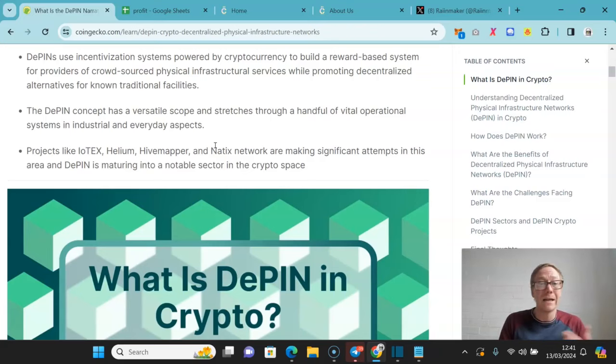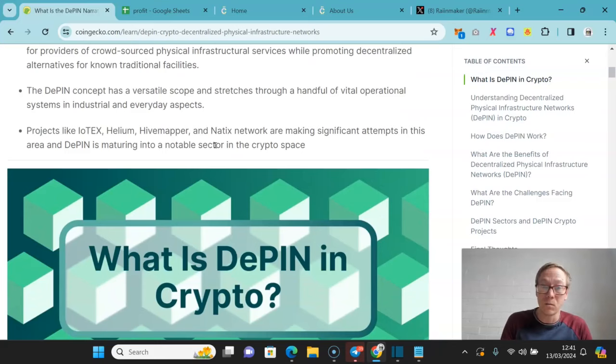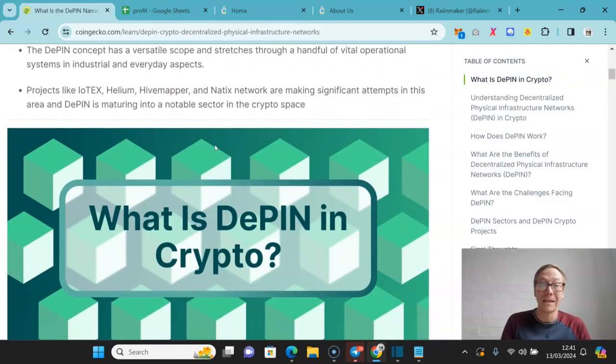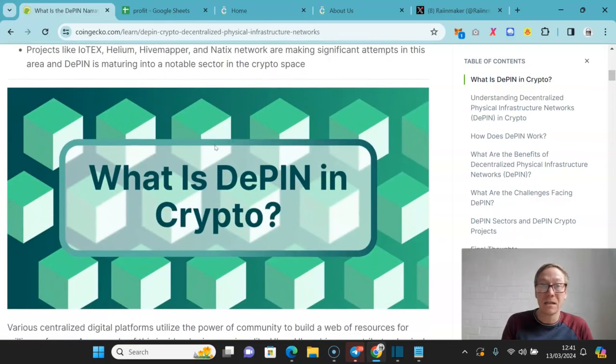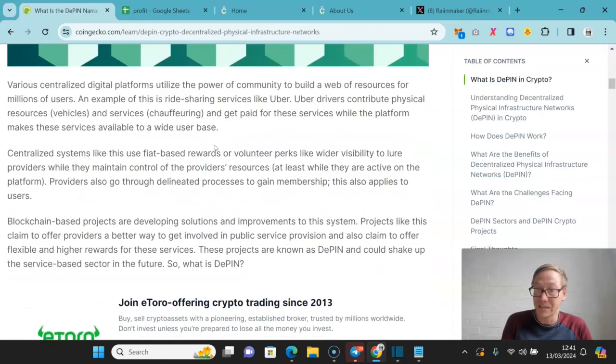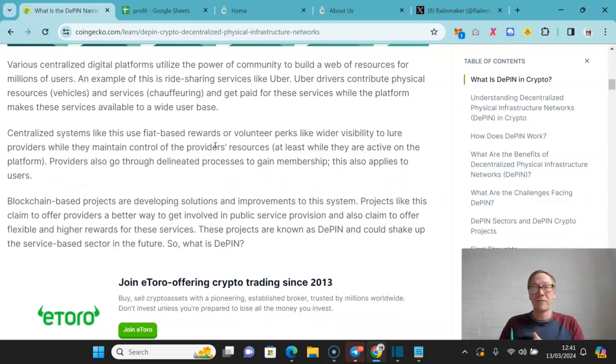Projects like IoTeX, Helium, and Hivemapper, which is quite a recent one, and Natix Network are trying to make real attempts in this DePin area. It's maturing into a really significant sector of crypto. Various centralized platforms utilize the power of community to build resources for millions. A great example of that is Uber. Uber drivers contribute physical resources like vehicles and services and get paid for these services, while the platform makes the services available to a huge user base.